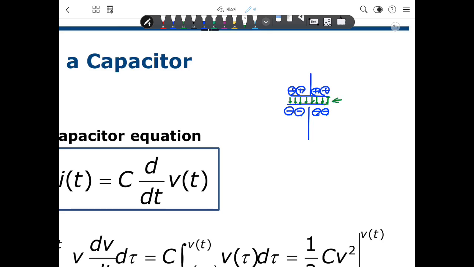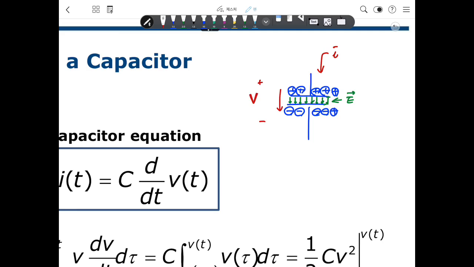Because of this E field, there is a voltage potential. This will be studied in electromagnetism next semester. So there will be a voltage here. If you insert current, then the charge will increase. That means the voltage potential difference will increase.